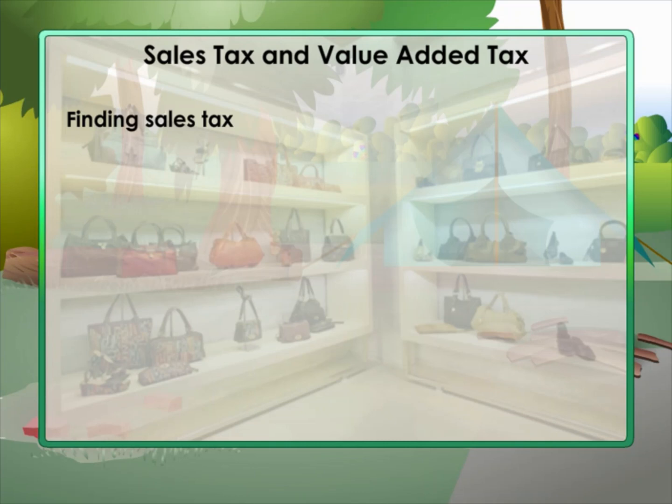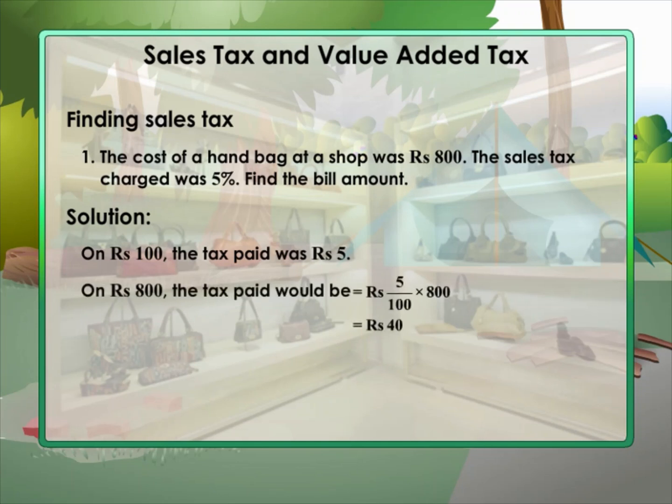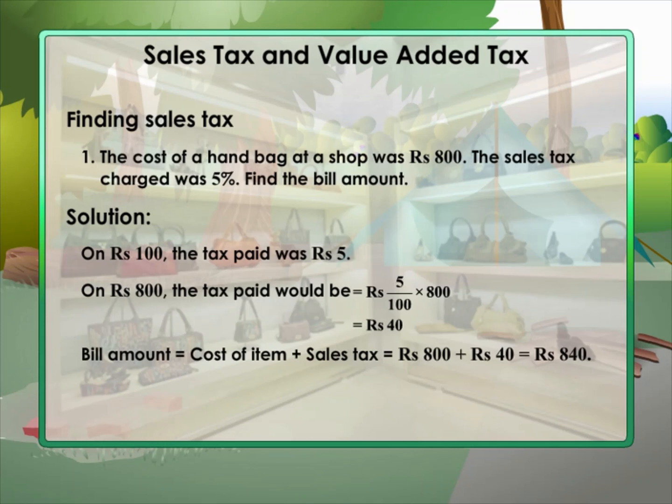Now let us see an example for finding sales tax and value-added tax. First, we see an example for finding sales tax. The cost of a handbag at a shop was Rs 800. The sales tax charged was 5%. Find the bill amount. Solution. On Rs 100, the tax paid was Rs 5. On Rs 800, the tax paid would be 5 by 100 into 800, which is equal to 40. So, the bill amount is equal to cost of item plus sales tax equal to Rs 800 plus Rs 40 is equal to Rs 840.